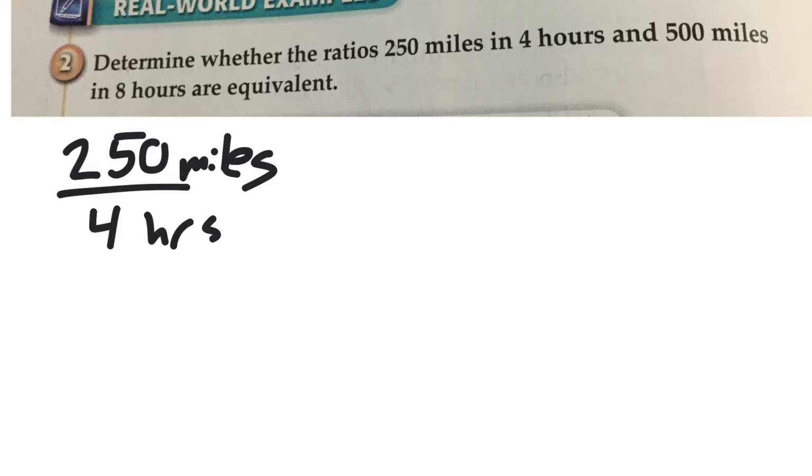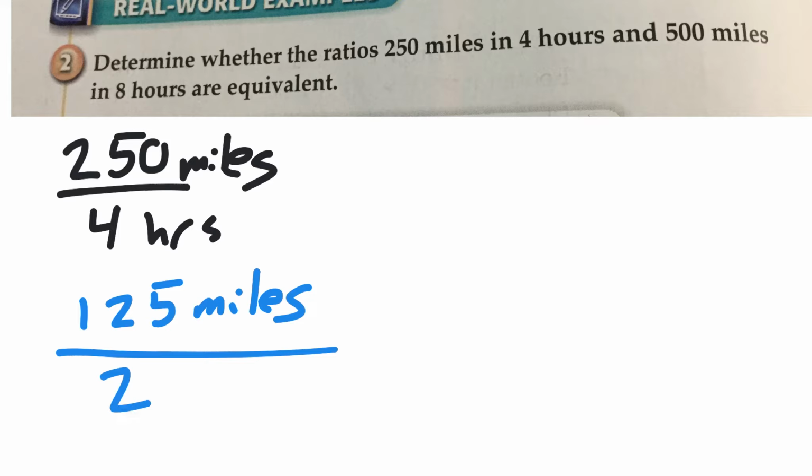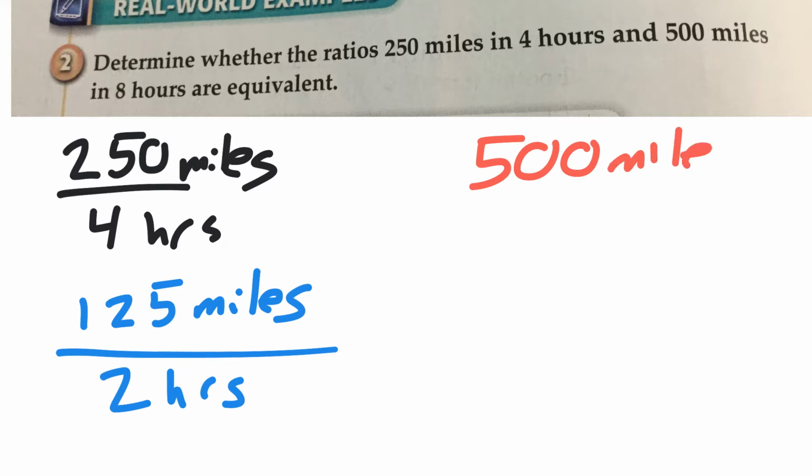So since I see they're both even, let's just divide them both by 2. Okay, they're both even numbers, so divide them both by 2. 250 divided by 2 is 125. And 4 divided by 2 is 2. So this fraction will reduce to 125 miles in 2 hours. Okay, let's look at my other fraction. So my other fraction is 500 miles in 8 hours.